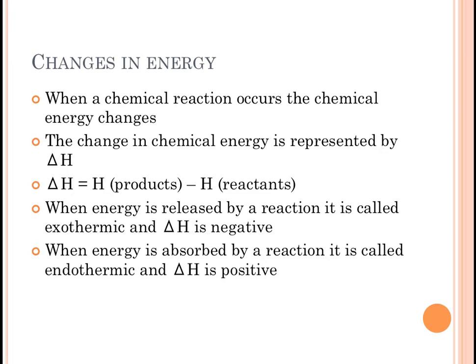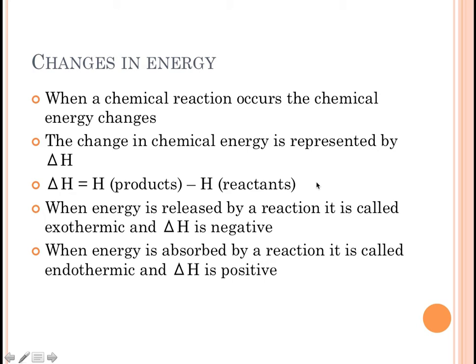Anytime a chemical reaction occurs, the chemical energy or the enthalpy changes. So either the reactants have more chemical energy than the products or they have less. This change in energy is represented by this symbol here. This triangle we call delta H. Anytime you see this triangle in chemistry, it means a change. So delta H means change in enthalpy, and it's calculated as being the enthalpy of the products minus the enthalpy of the reactants.